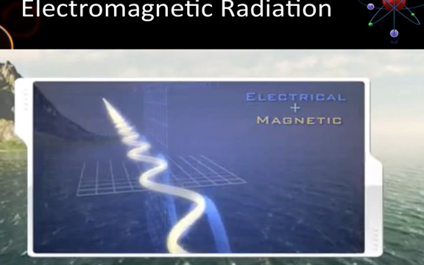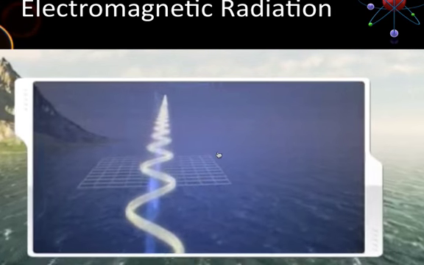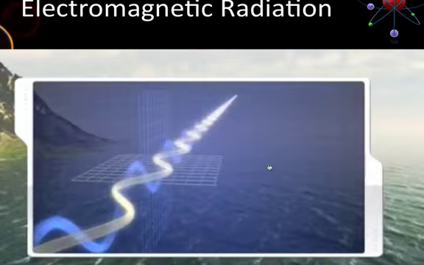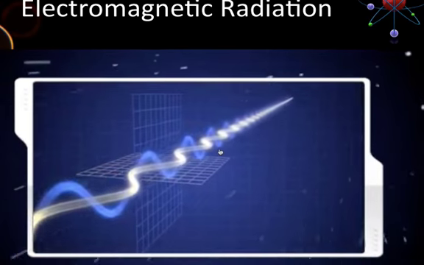So you can see, if the electrical wave is traveling in this way, then the magnetic wave will definitely travel in this way, and both of them are perpendicular to each other. This is how the electromagnetic radiation propagates.